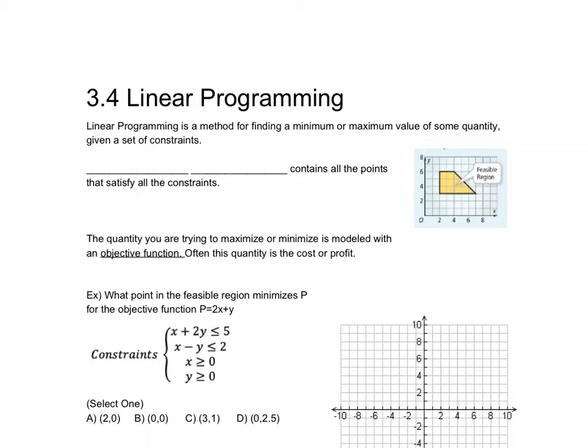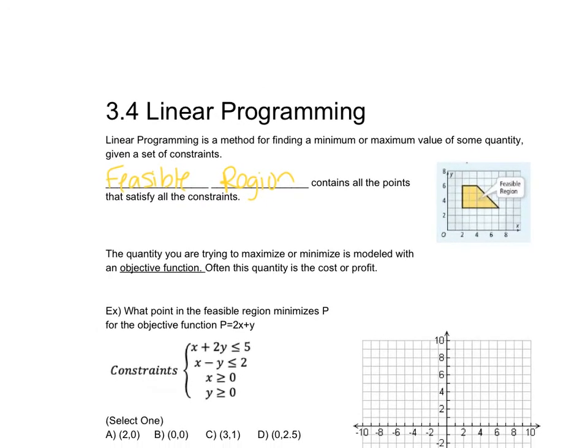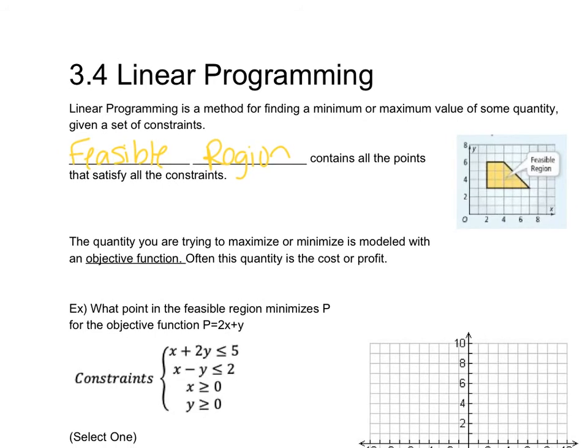So the blank blank contains all the points that satisfy the constraints. Constraints are like the stipulations. And so that would be the feasible region. And you can see over here the feasible region is that trapezoid in that figure. So it's going to look like that. The quantity you are trying to maximize or minimize is modeled with an objective function. Often this quantity is the cost or profit.